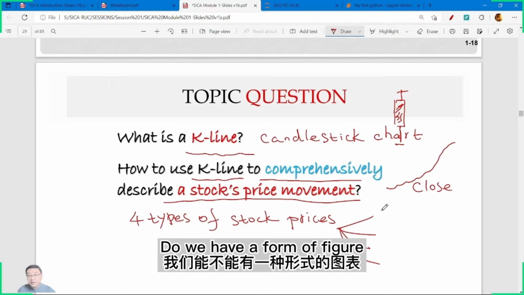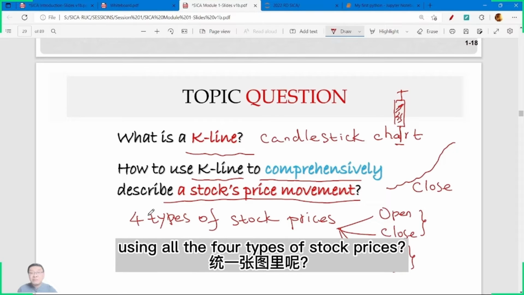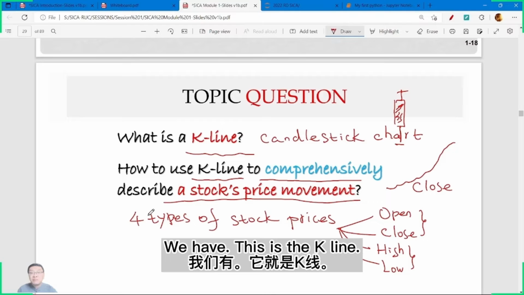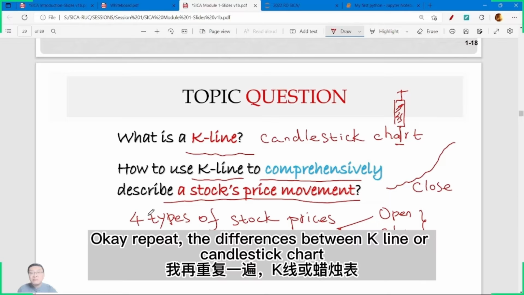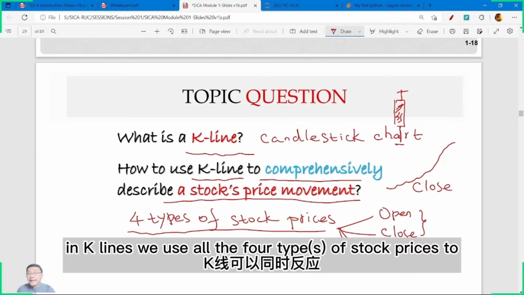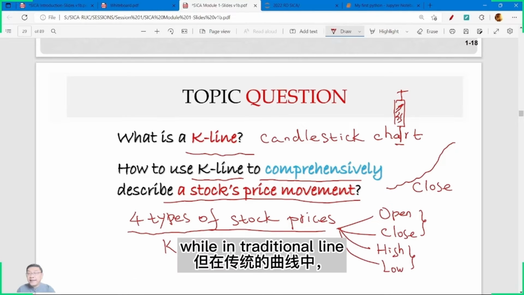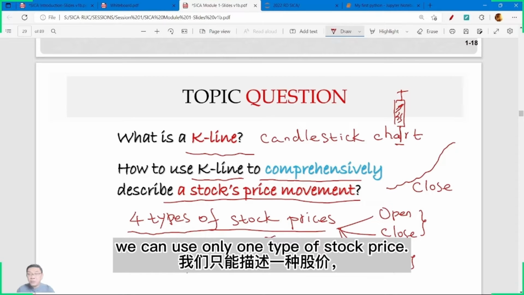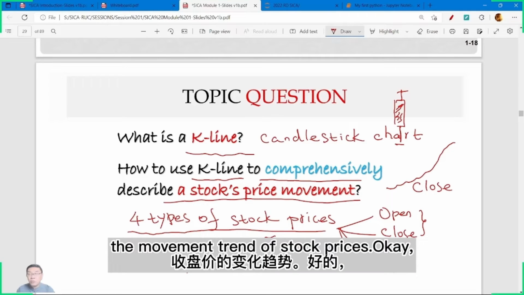Do we have a formal figure where we can describe the stock price movement trend using all the 4 types of stock prices? Yes, we have. This is the K line, or candlestick chart. Okay, repeat. The difference between K line or candlestick chart and the traditional lines is, in K lines, we use all the 4 types of stock prices to describe the movement trend of stock price, while in traditional line, we can use only one type of stock price, usually the close price.